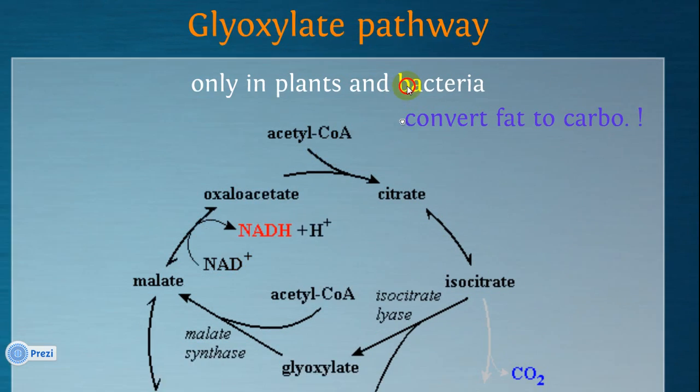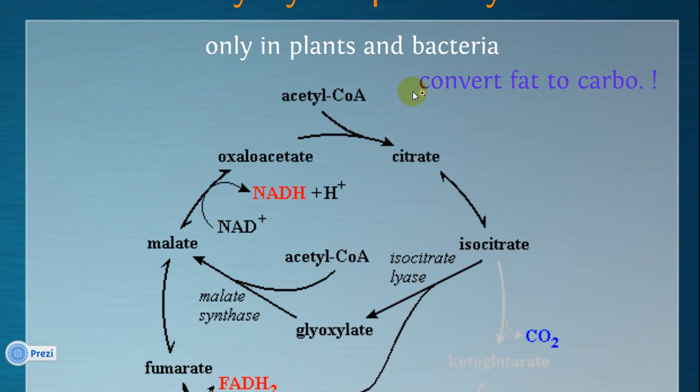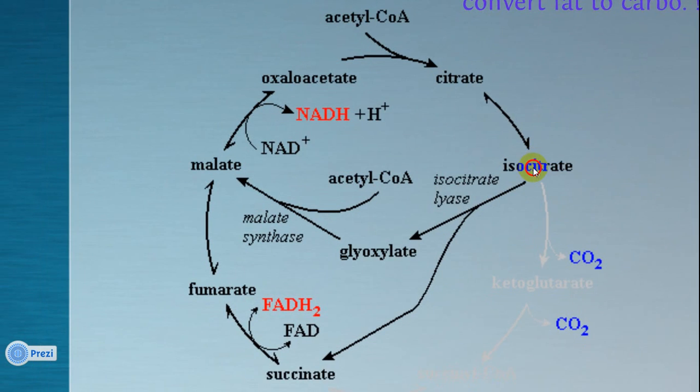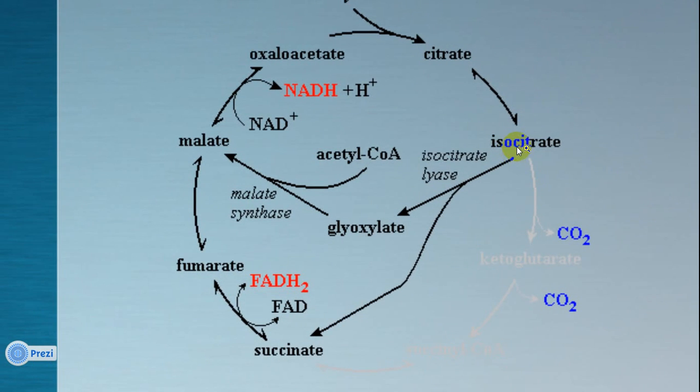In this pathway, the beginning is the same as the citric acid cycle. The acetyl-CoA will react with the oxaloacetate to form the citrate, and the citrate will be changed into isocitrate. The isocitrate now has two choices: either continue the citric acid cycle or be changed into a compound called glyoxylate by an enzyme called isocitrate lyase. This isocitrate lyase, the word lyase, means an enzyme that will make some kind of a cleavage. But here, we will have two compounds.